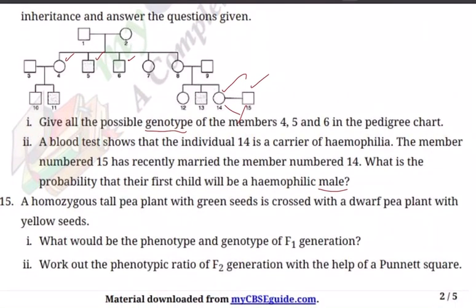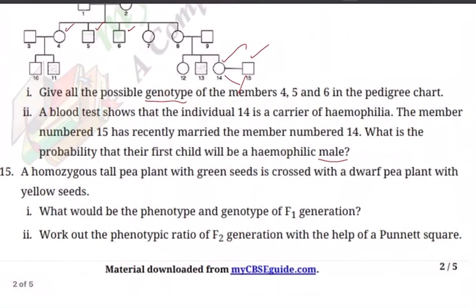Next, question number 15. A homozygous tall pea plant with green seeds is crossed with a dwarf pea plant with yellow seeds. Of course, clearly, it is not a monohybrid cross. Two characters are there. Tall plant with green seeds, dwarf plant with yellow seeds.